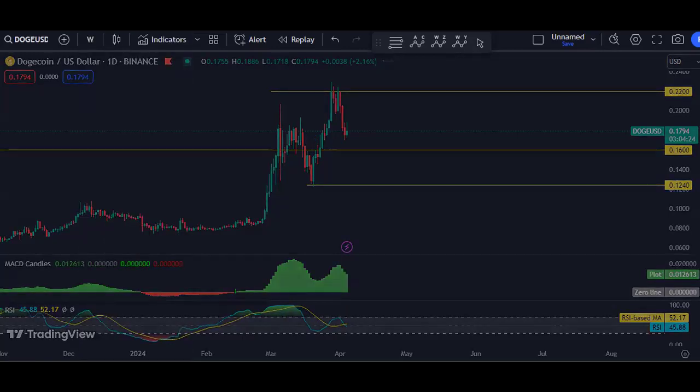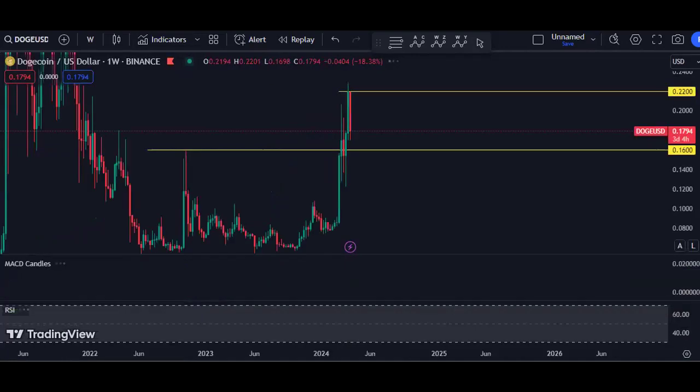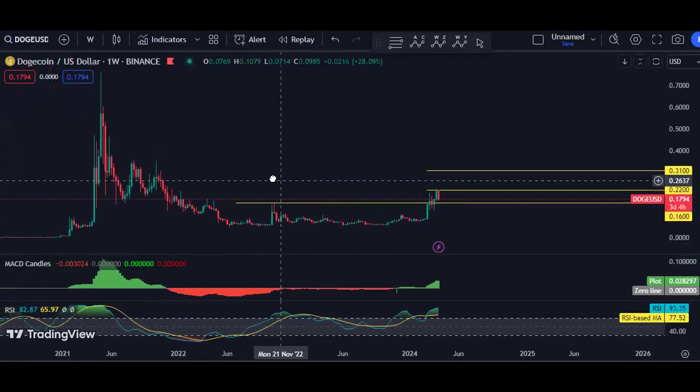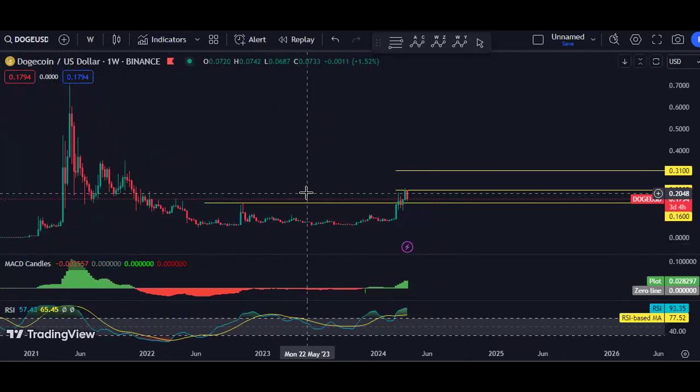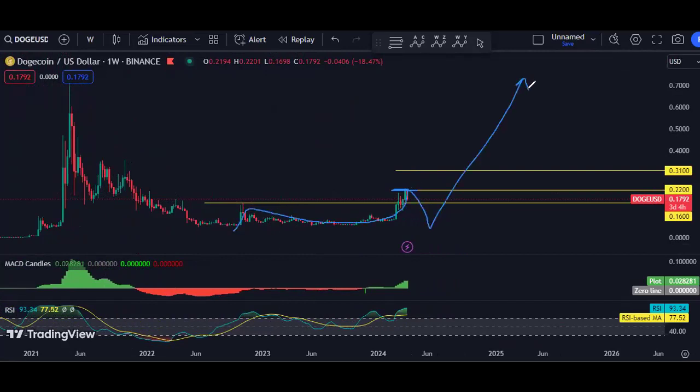Anyway, we start with the higher time frame. We move to the weekly chart, and based on the weekly chart, as we can see, after the breakout of the 16, we have been looking for the price to tag 22 cent, and with the breakout of the 22 cent, I'm looking for 31. Then from there, we can look for the all-time high. Now the question is whether this is the correction for the next drop before we see the continuation, or whether this is where we can look for continuation.